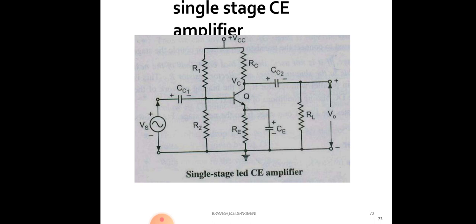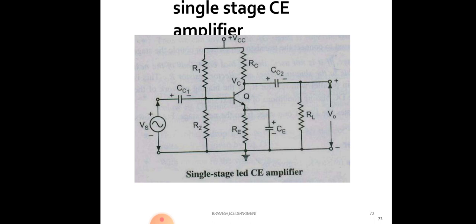Single stage common emitter amplifier means your input signal is amplified at the emitter collector terminal. Your input signal is amplified at the collector terminal, and that is called a common emitter amplifier.